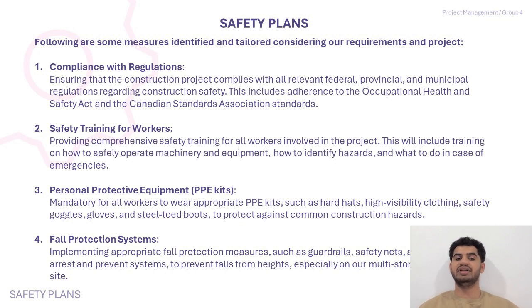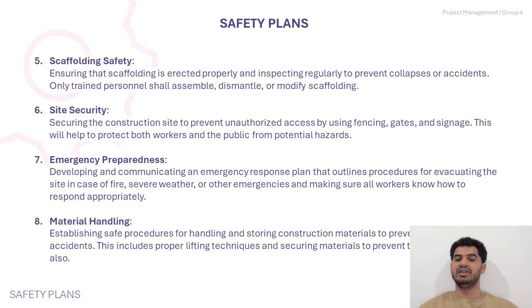Given the height involved in the project, fall protection is paramount. We are implementing guardrails, safety nets, and personal fall arrest systems to prevent any fall-related incidents and accidents. Scaffolding will be erected and inspected by trained personnel only. Regular checks will ensure the stability and safety, safeguarding against collapse and accidents. Preventing unauthorized access ensures public safety. We are securing the site with fencing, gates, and clear signage. A secure site is a safe site.